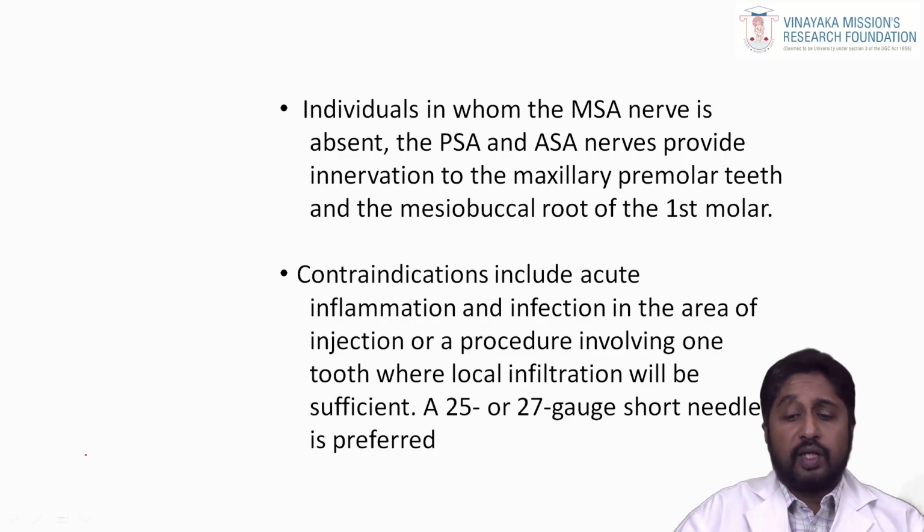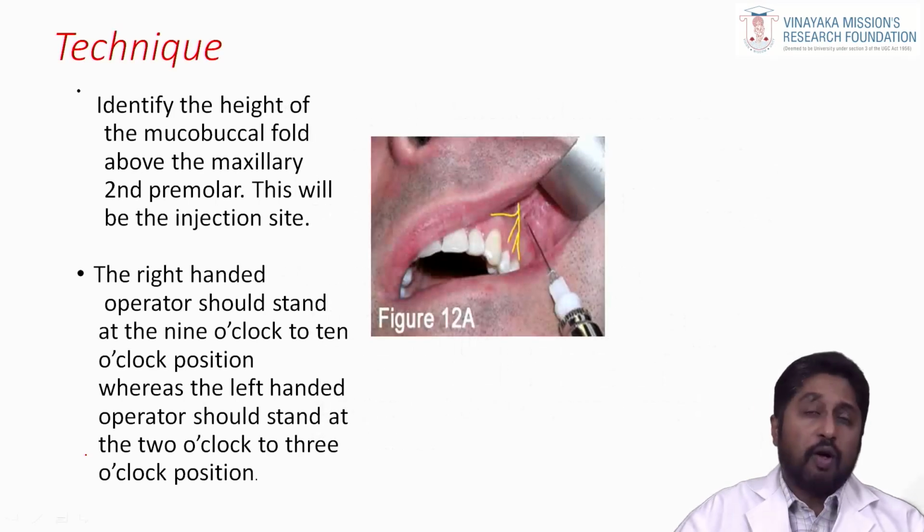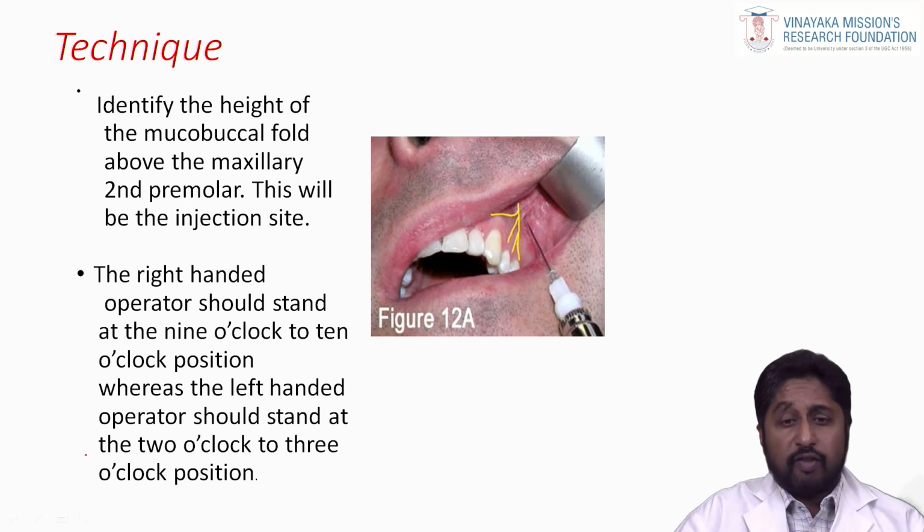Contraindications include acute inflammation and infection in the area of injection. For a procedure involving one tooth, local infiltration will be sufficient. So the technique: how do you give it? Identify the height of the mucobuccal fold at the second premolar; that will be your injection site.